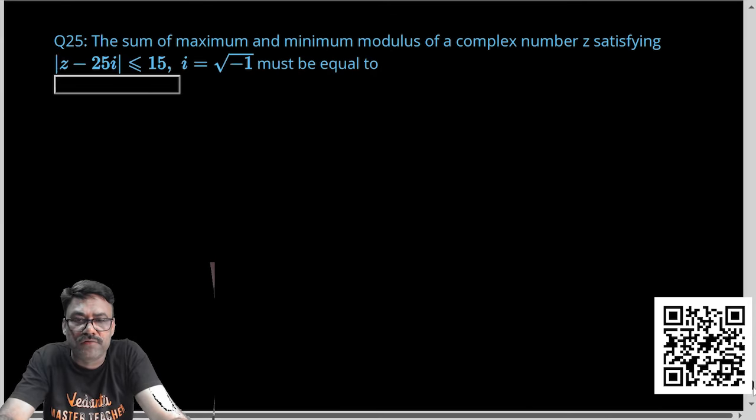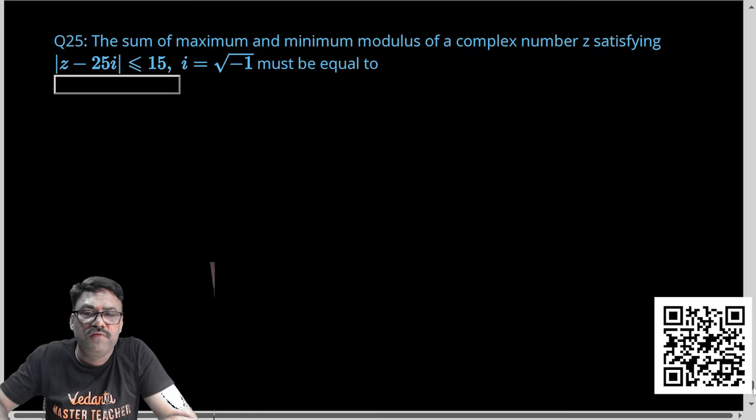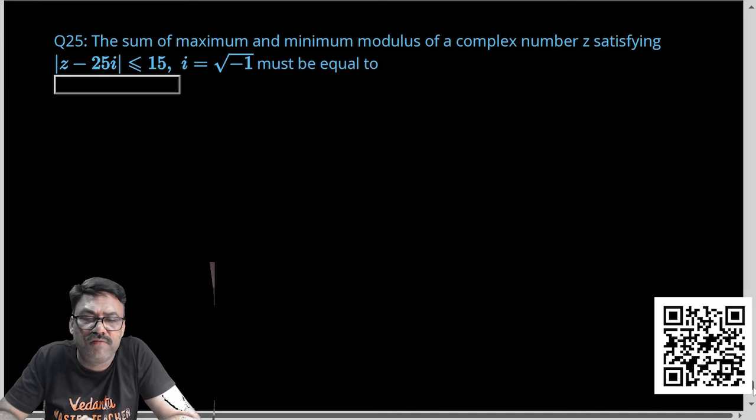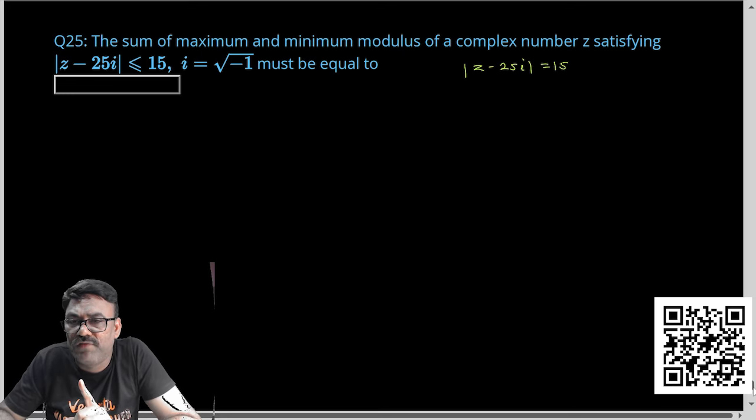Let's move to the last question. What is the sum of maximum and minimum modulus of a complex number z satisfying this inequality? Basically mod of z minus 25 iota is less than or equal to 15. If I take it as an equation, it is a circle having center at 25 iota, that is 0, 25, radius 15. But since it is less than or equal to, your point z can be on the circle or inside the circle. So just draw a circle whose center is 0, 25 and radius is 15.